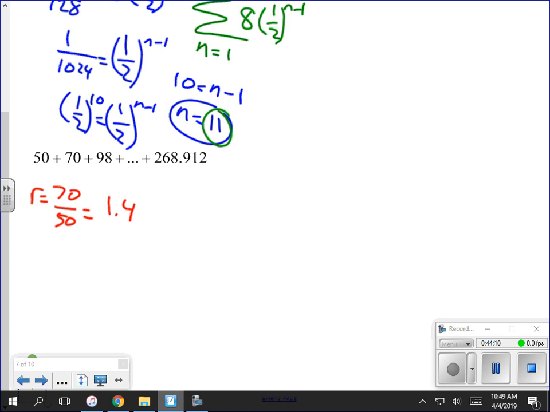So I have 268.912 equals 50 times 1.4 to the n minus 1 power, and I need to solve for n. Yeah, divide both sides by 50, and it's in decimal form. So 268.912 divided by 50.